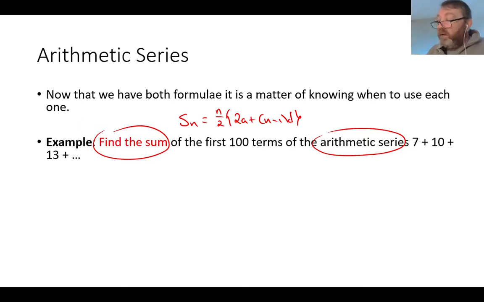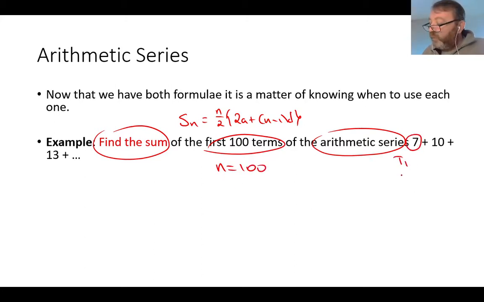So where are they? Well, first of all, the first 100 terms, n equals 100. Arithmetic series beginning at 7, that's t1, which is a. And finally, d is the difference between any two consecutive numbers. 7 and 10, the difference is 3. 10 and 13, the difference is 3. So d is equal to 3.